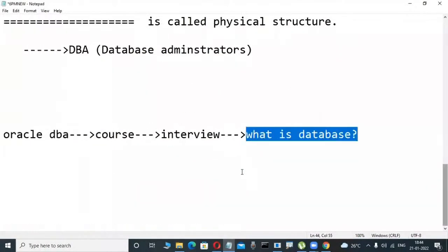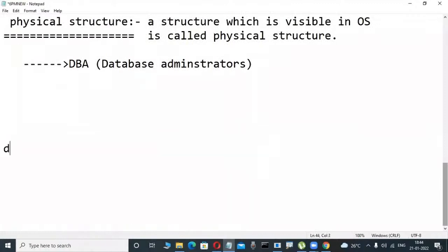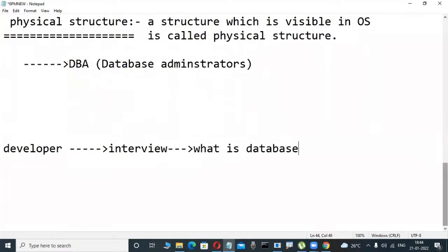Suppose I am a developer, not an administrator. I am a Java developer, a SQL developer, a PLSQL developer, a Python developer, like that. These developers are attending an interview. What is a database? For example, they are not asking, but generally, what is a database? Developers tell it in terms of logical structure.